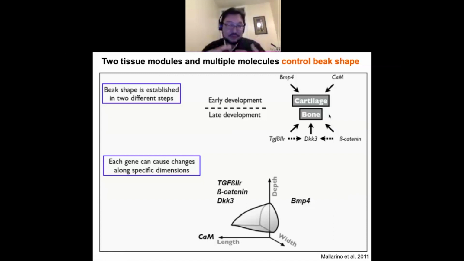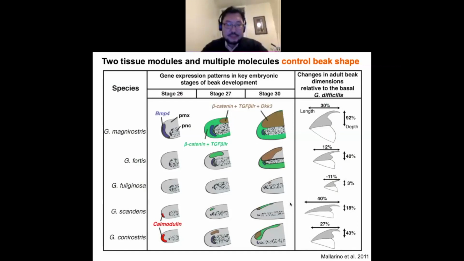They actually control the cartilage, which forms before the bone. At later stages, the big bone is regulated by a distinct set of molecules, which we also tested. Combined together, they help us to explain how this three-dimensional beak shape is achieved, how these different dimensions are regulated. So this is again a picture suggesting that beak development is complex.